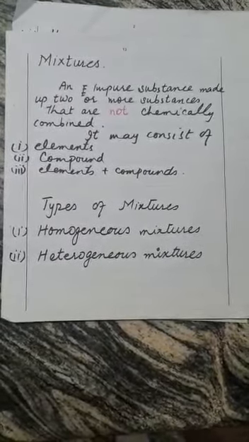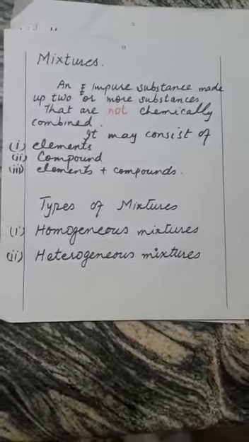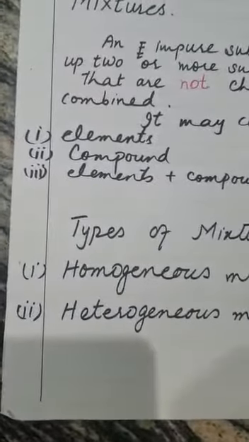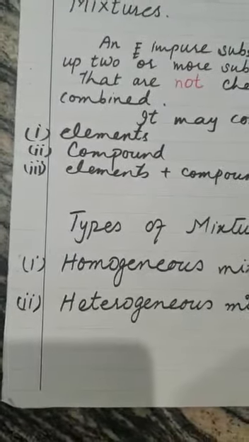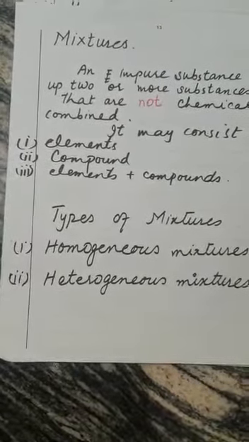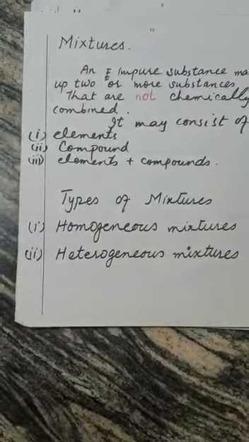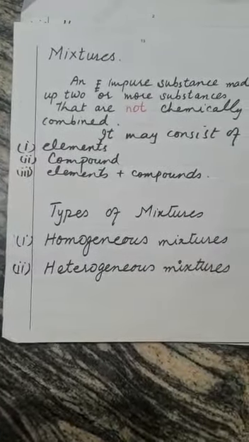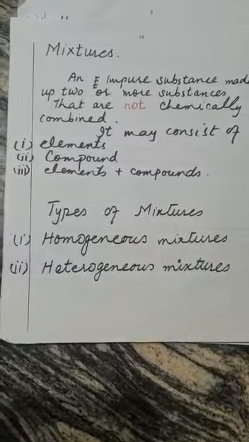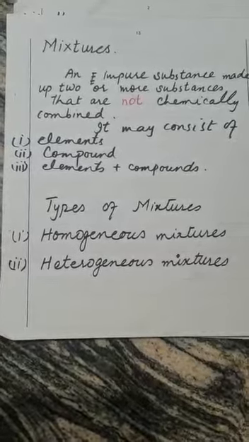Now I am going to focus on the main points of the lecture. Mixtures are formed by the combination of two or more elements, or mixtures may consist of different compounds, or sometimes mixtures may consist of elements and compounds. In this lecture, we discussed that we have two types of mixtures. The first type is known as homogeneous mixture, and the second type is known as heterogeneous mixture. The word homo means same and the word hetero means different.